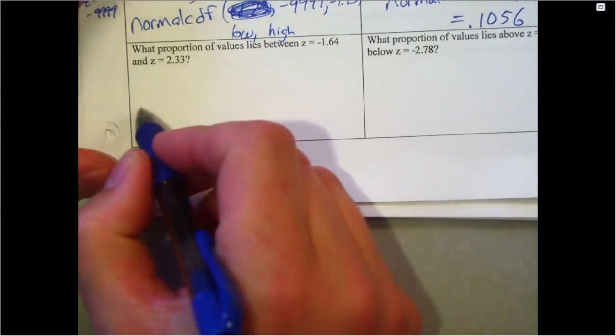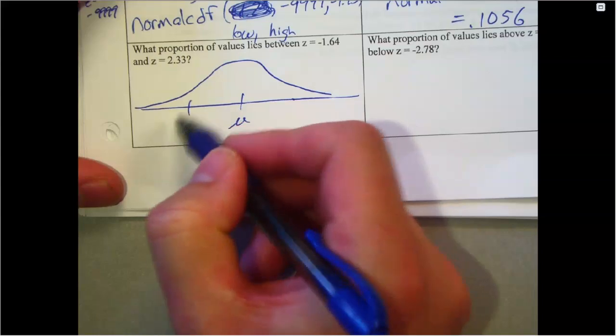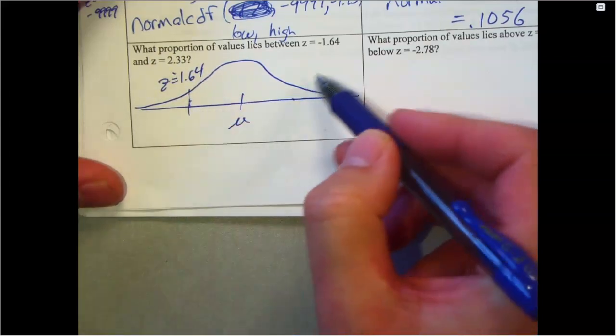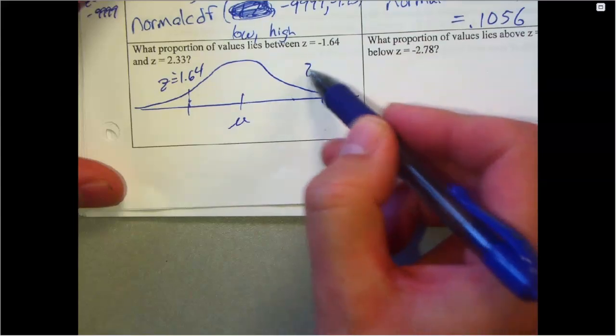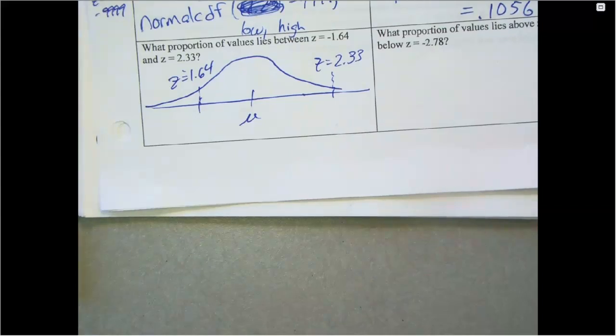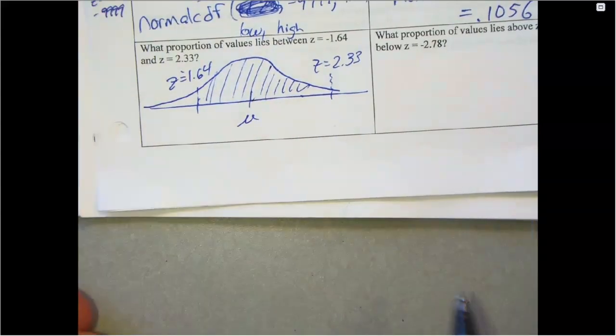All right. So the next one. Now we're not doing above or below. We're doing in between. So I've got my mean here. Z-score of negative 1.64 over there. Z-score of 2.33 somewhere over there. And again, you don't have to sketch these. I'm just doing it to connect things for learning purposes. It doesn't hurt to sketch them, but eventually you're going to be like, this is not worth my time.